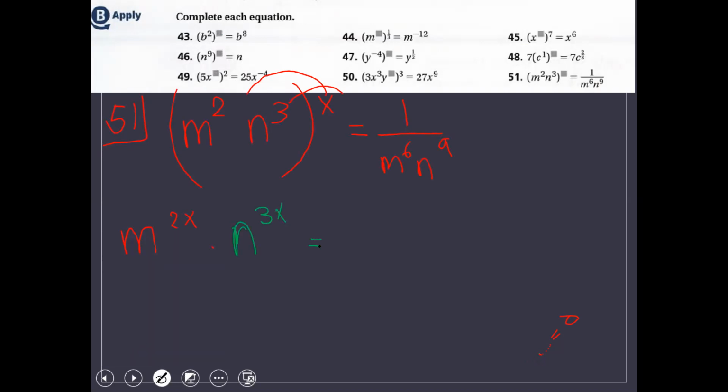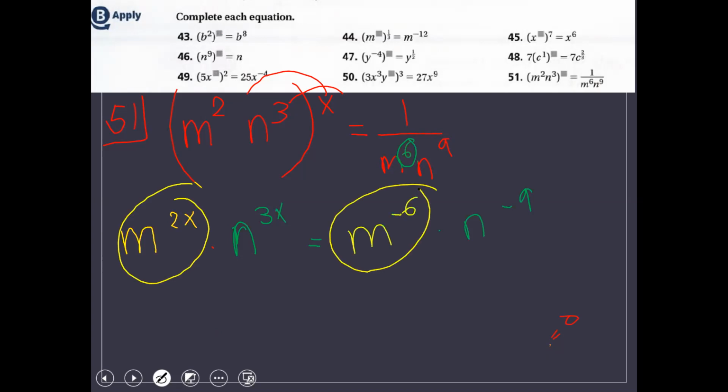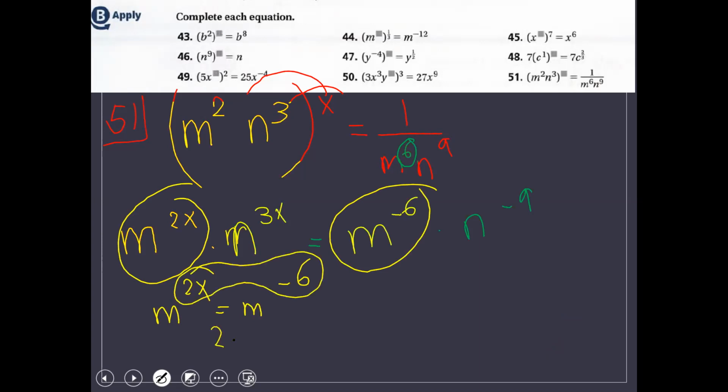to the 3x equal. As you see here, what is the reciprocal of 1 over m? It is m. And what is the opposite of 6? It is negative 6. And here also, it is negative 9. After that, I will compare these two. m to the 2x is equal to m to the negative 6. I want to compare these two terms. So 2x now is equal to negative 6, sorry. So x now is negative 3.